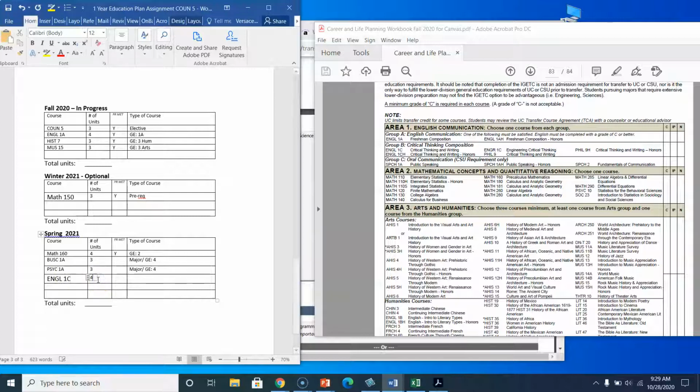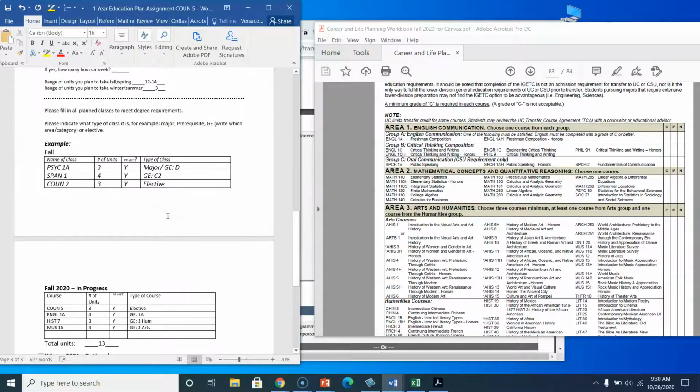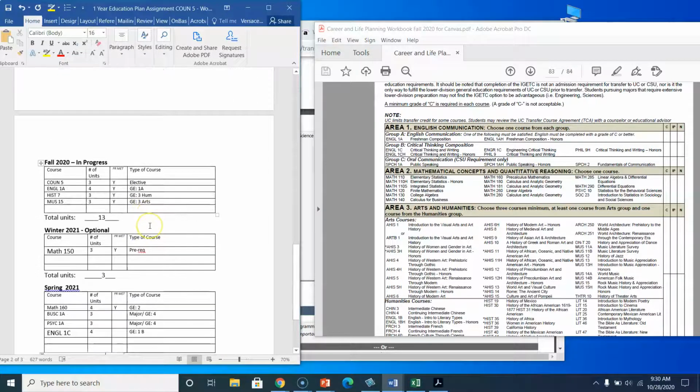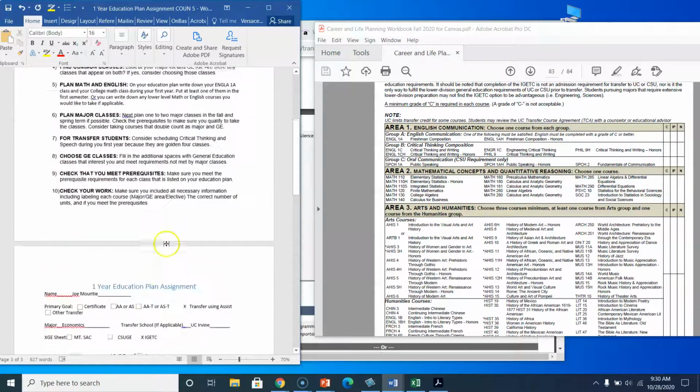That's 4 units, and it is a GE area 1B. Okay, so now looking at my units here, I've got 13, whoops, here I've got 3, and here I've got 14. Yeah, it's a little high, but I think I can handle it. Yep, 12 to 14 units, I'm still in my range. Okay, so let's see what I do next.